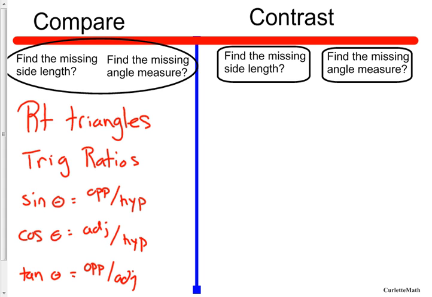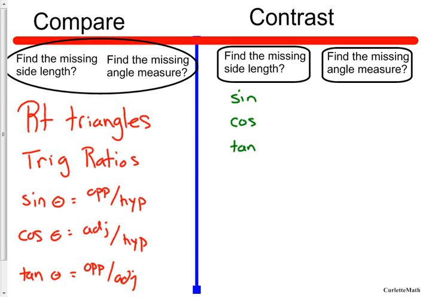Okay. Now, what is going to be different? Well, these are in boxes because we're not talking about overlap. We're talking about where are they different. Remember, if we're trying to find the missing side length, we just use sine, cosine, and tangent, and we solve for our missing side.